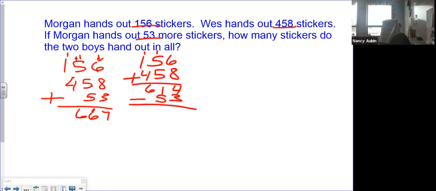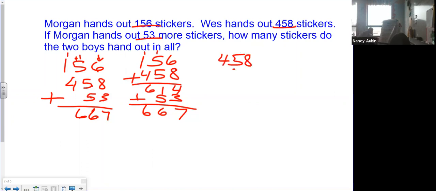Stand up if you did it this way. Ah. You should have still got 667, right? What are you doing wrong, Abby? Fix it. Do it with me. All right, stand up if you did it this way.